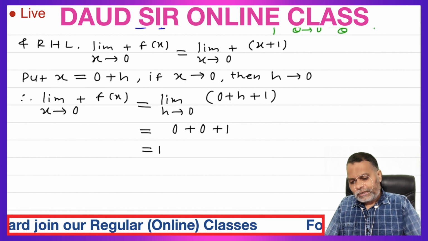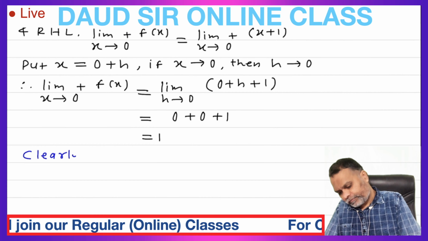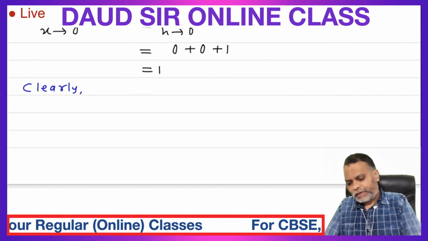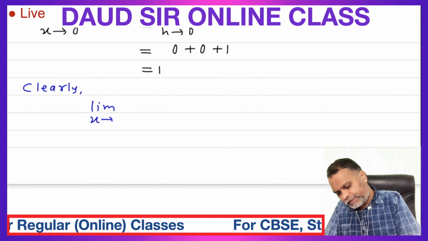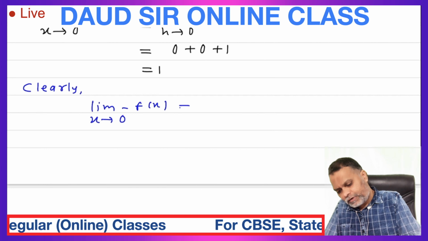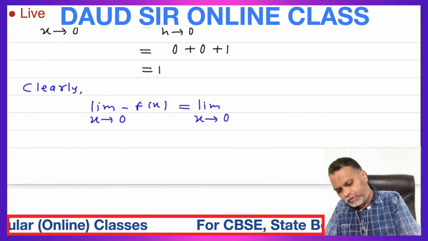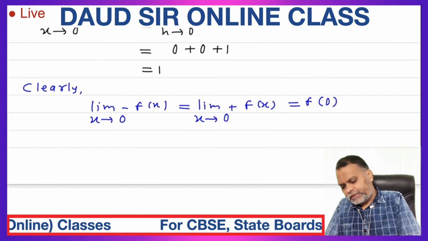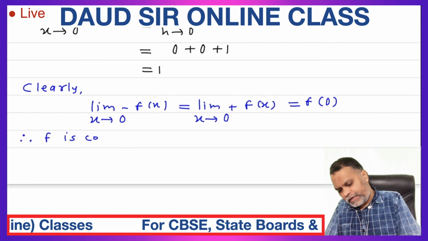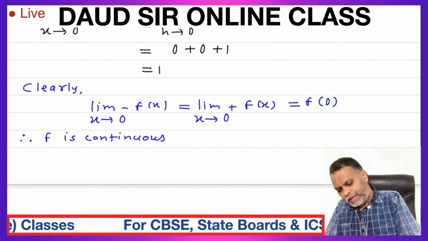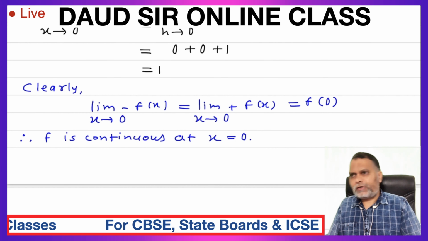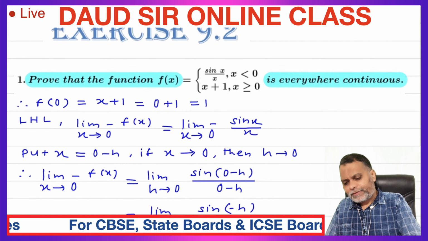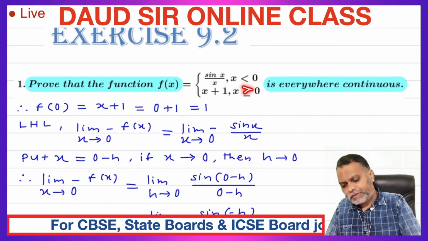So clearly we can notice right hand limit 1, left hand limit 1 and f of 0 is equal to 1. Clearly left hand limit x tends to 0 minus f of x is equal to right hand limit x tends to 0 plus f of x is equal to f of 0. All the three things are coming equal, therefore f is continuous at x is equal to 0. Now we have to prove f is continuous for less than 0 and f is continuous for greater than 0.